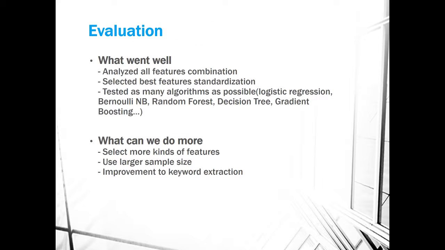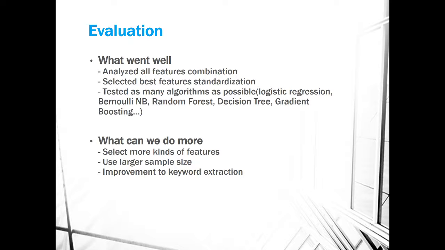And finally, the evaluation of what went well and what we can do more. What we did well was that we analyzed a lot of feature combinations so that we could select the best combination to fit a model. Also, we selected the best feature standardization method. And the last one is that we tested as many algorithms as possible, like we mentioned before: logistic regression, Bernoulli naive Bayes, random forest, decision tree, and gradient boosting.